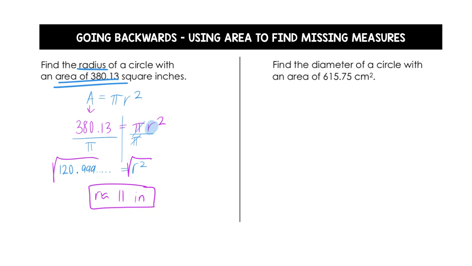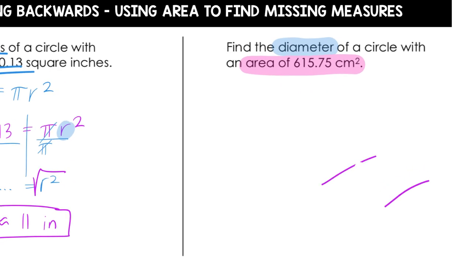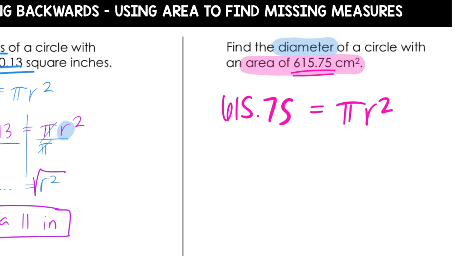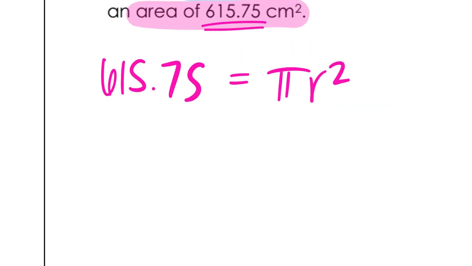Okay, the next one, it says find the diameter of a circle that has an area of this. Okay, so this is kind of the same thing as the previous problem, except we're finding a diameter instead of a radius. But we're going to solve it the same way. So we're going to start by taking our area formula, and we're going to plug in the area. So the area is 615.75, and that's going to equal pi r squared. So we're going to solve this one the same way. You can divide both sides by pi, and you can do that right in your calculator.